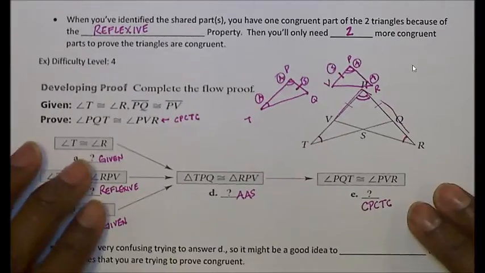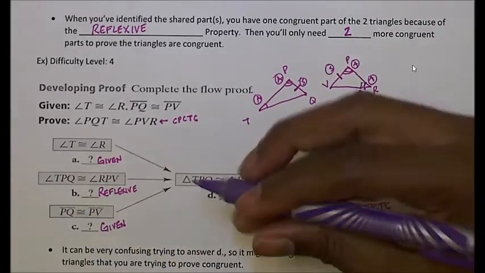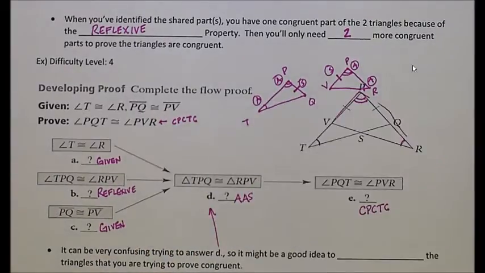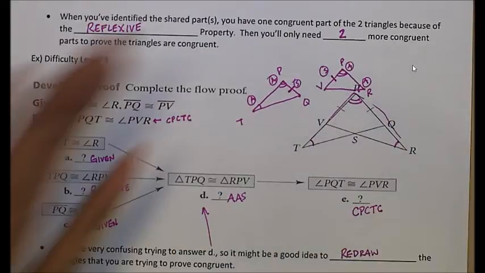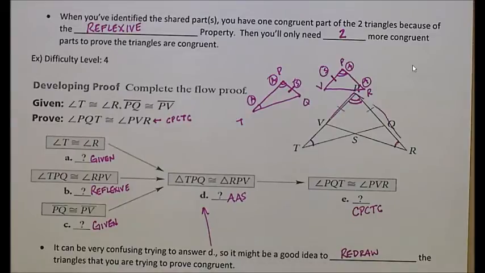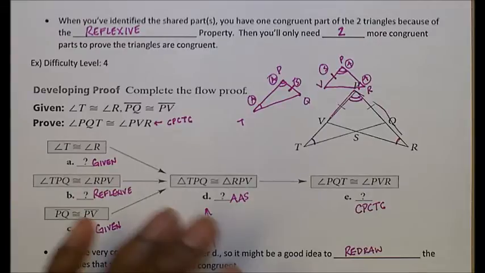Again, we did this already. It can be confusing to answer D, so it might be a good idea to redraw the triangles. There are so many markings, it's all on top of each other. Sometimes redrawing those triangles helps you see it a little bit easier. I forgot to move this. Sorry. Alright, flip to the back.